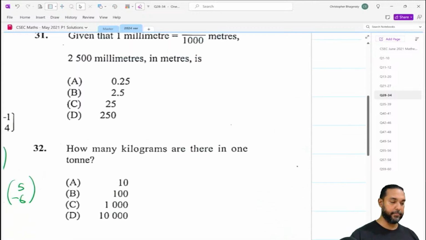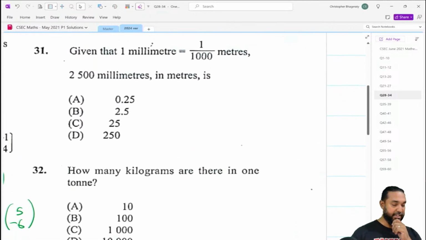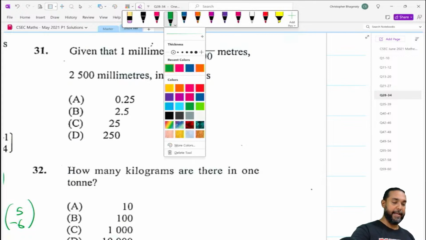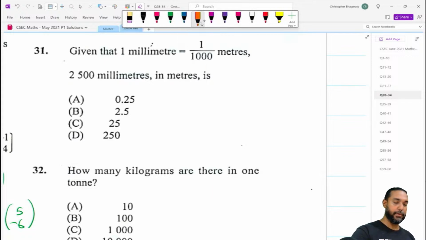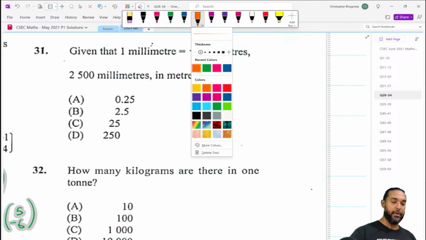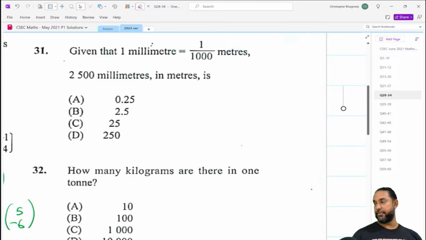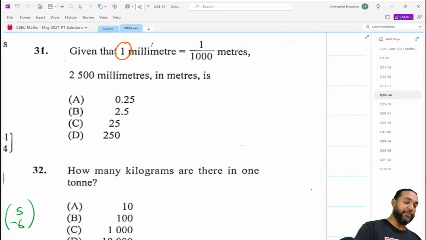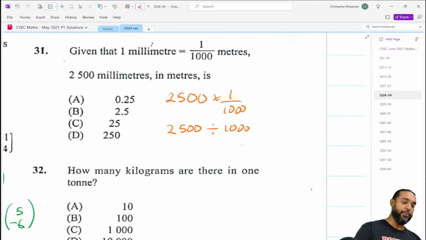Given that 1 millimeter is 1/1000th of a meter, if I have 2500 millimeters, you have 2500 times 1, so you'll multiply that by 1 over 1000, which is the same as 2500 divided by 1000. That will shift your decimal point 3 spaces to the left, which means we have 2.5 meters.